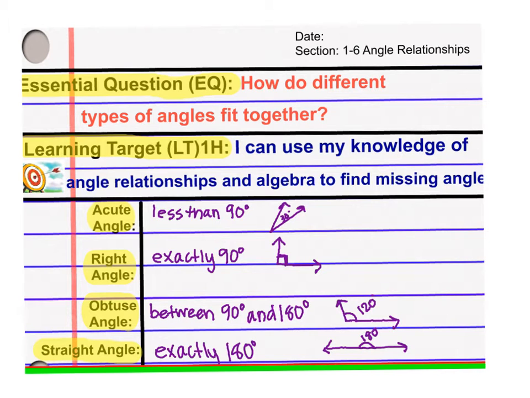Okay, so good morning. I believe today is October 1st, but I made these videos all in September, beginning of September, August. So the dates might be off. And the topic is 1.6 angle relationships.